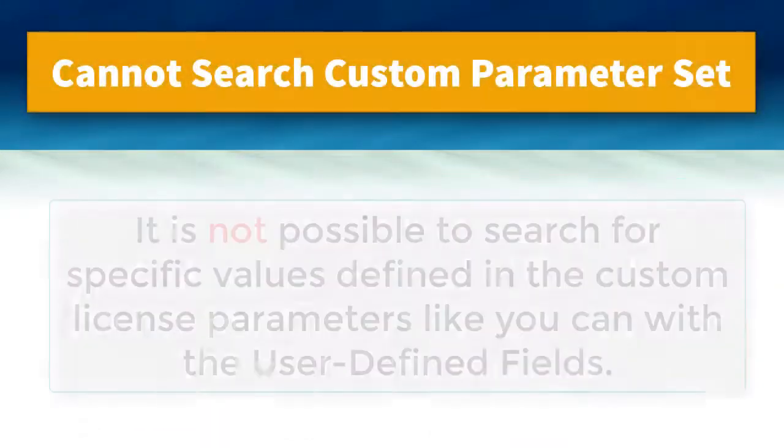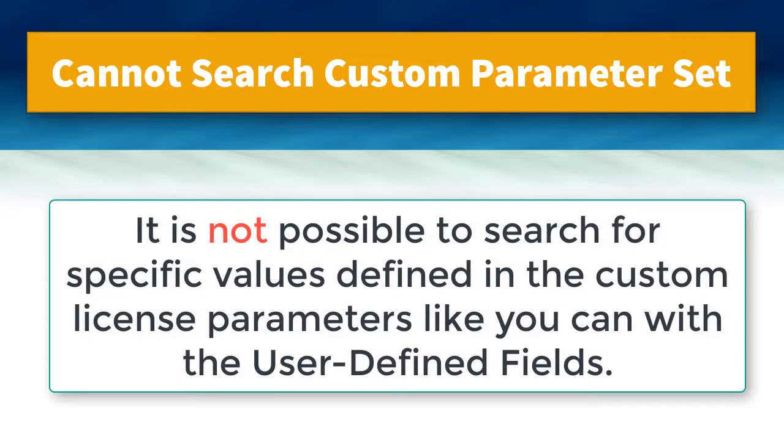Due to the scalability challenges of querying potentially large XML in an expansive list of license records, it is not possible to search for licenses that have specific values defined in the custom license parameters like you can with the user-defined fields.